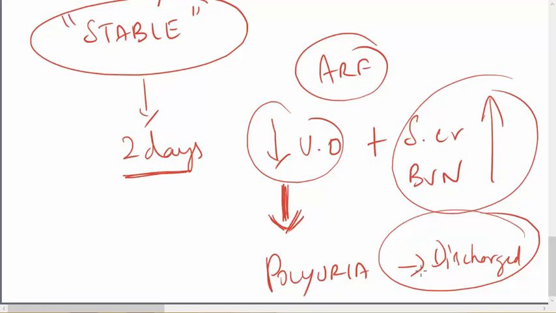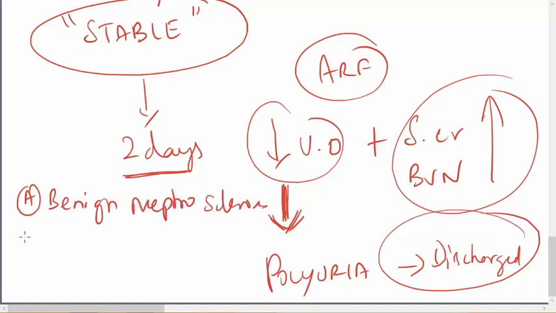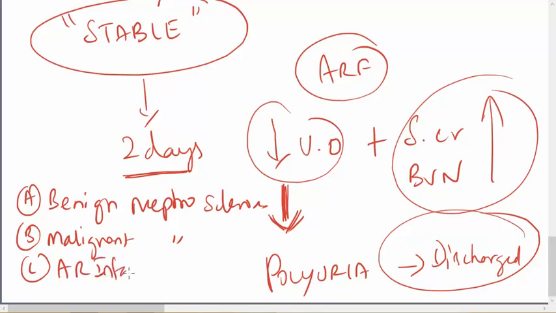Here they have given benign nephrosclerosis as a choice. B, malignant nephrosclerosis. C, acute renal infarction. D, acute tubular necrosis. With this background, an oliguria patient coming to polyuria, then discharged, which means he has recovered and been discharged. So in this case, it is ATN.